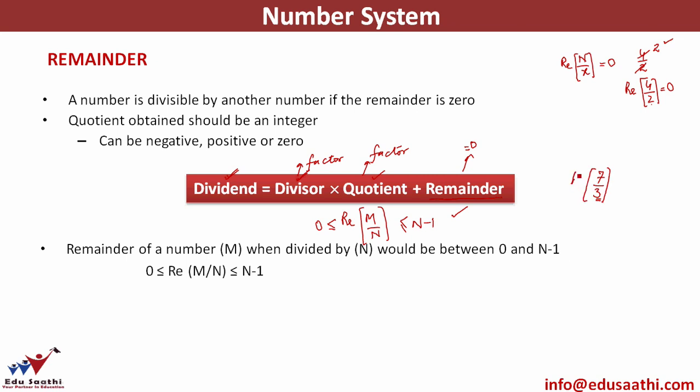So for example, when 7 is divided by 3, the remainder that I get is 1. When I am dividing 8 by 3, the remainder comes out to be 2. When I divide 9 by 3, the remainder comes out to be 0. When I divide 10 by 3, it will be again 1. 11 would give me a remainder of 2. 12 would give me a remainder of 0. So when I am dividing a number by 3, the remainder could be 0, 1 or 2. The remainder is always at most 1 less than the number by which you are dividing.